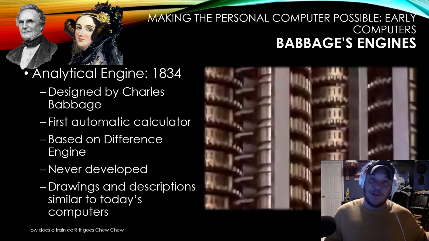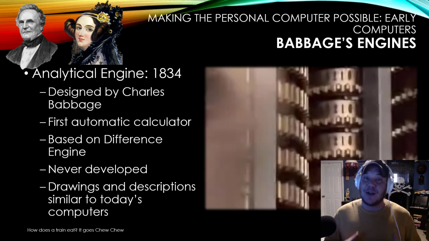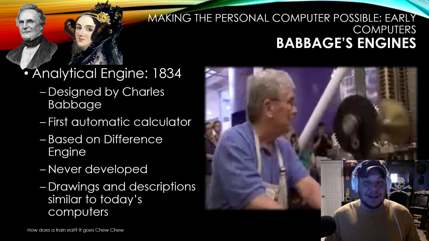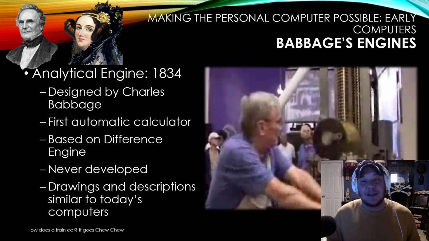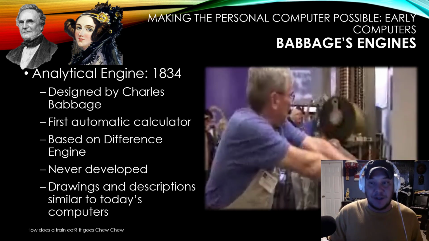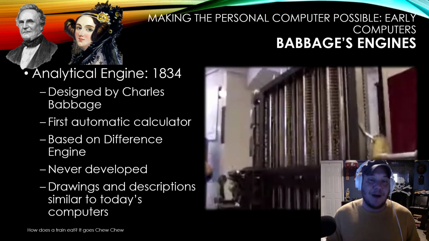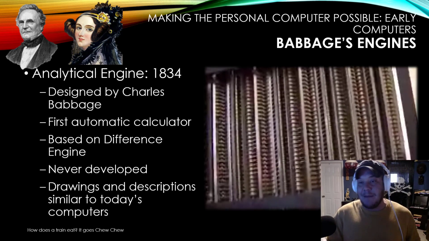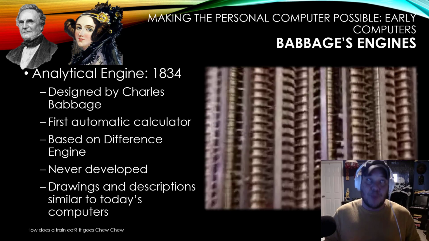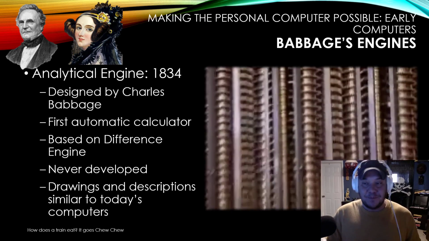Now, remember, we had the very first accurate calculator. Now, we're having the first automatic. It was called the analytical engine. The machine was actually based on another machine called the difference engine, which was a huge steam-powered mechanical calculator that Babbage designed to print astronomical tables.